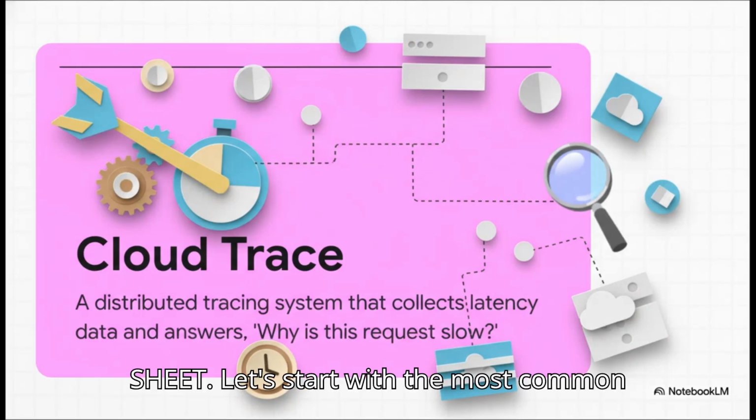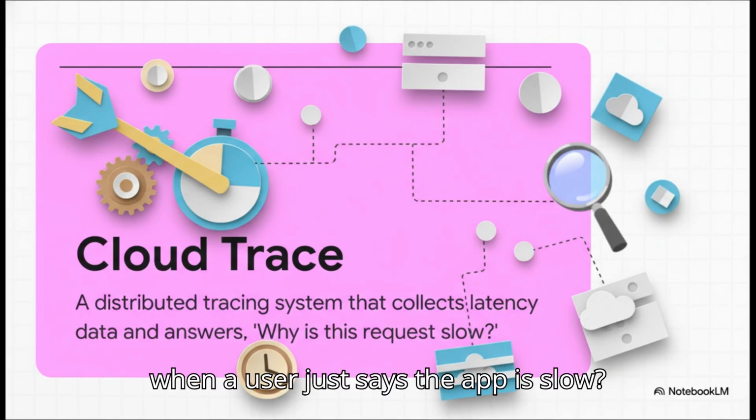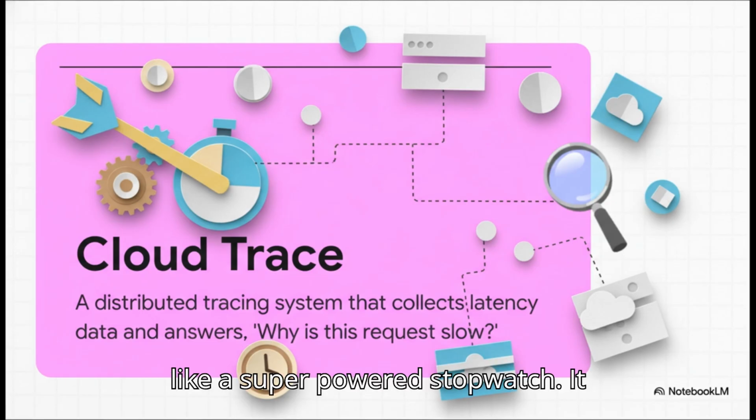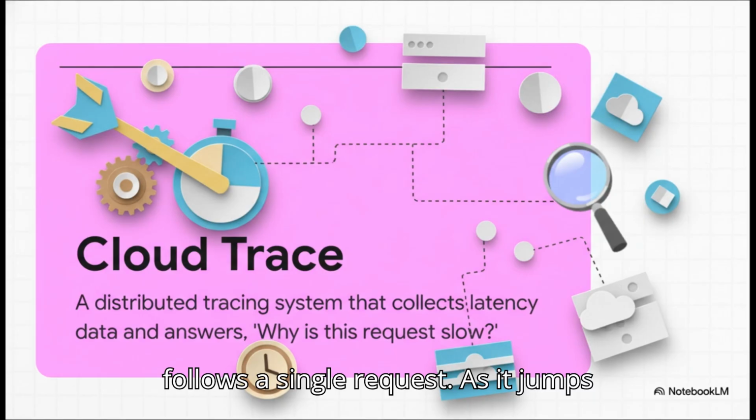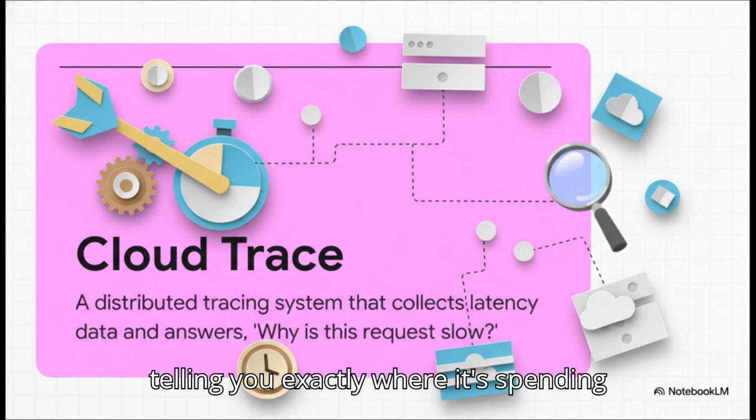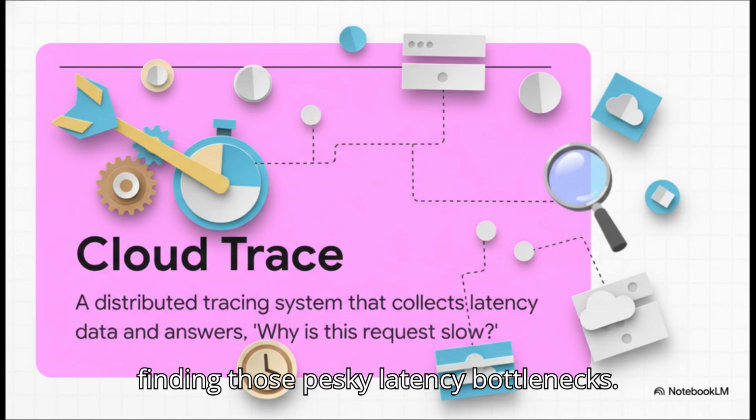Let's start with the most common problem out there, slowness. You know, when a user just says, the app is slow. Your first move? Cloud Trace. Think of it like a super-powered stopwatch. It follows a single request as it jumps from microservice to microservice, telling you exactly where it's spending its time. It's the ultimate detective for finding those pesky latency bottlenecks.